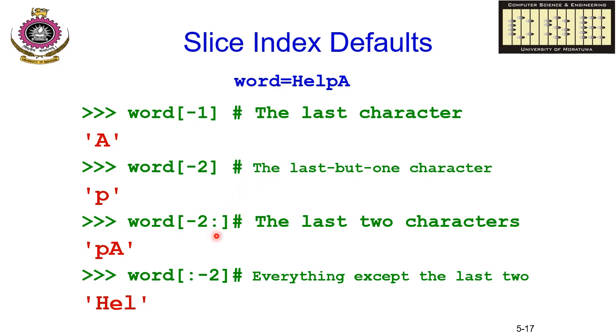And you can do slicing using negative indices as well. When you say word[-2:], that means get the last two characters. Last two characters means P and A, PA. When you say word[:-2], get everything except the last two. That means exclude PA, get everything else. That means HEL. So these are different ways to access items and do slicing in strings in Python.